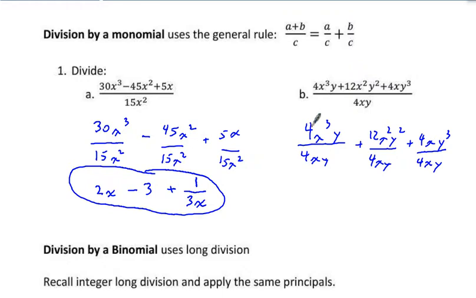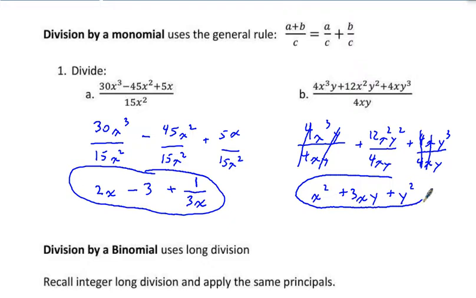4 divided by 4 is 1. X cubed divided by x, x squared. Y divided by y is 1. 12 divided by 4, 3. X squared divided by x is an x. Y squared divided by y is y. 4 divided by 4, 1. X divided by x, 1. Y cubed divided by y, y squared. And you should have this as your answer if you tried this one on your own.